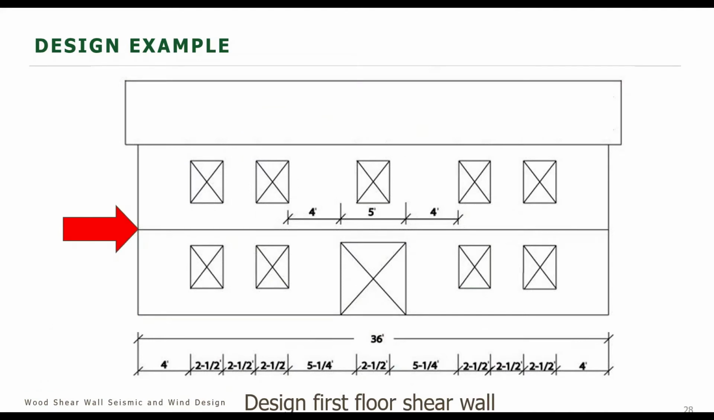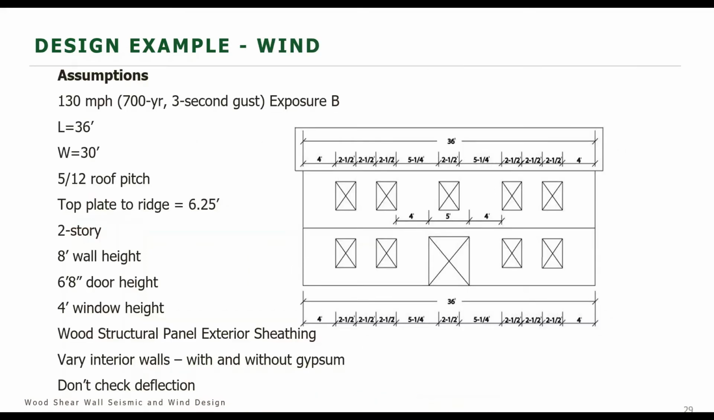So for this design example, we're going to design the first floor shear wall, and you can see the total length of this wall is 36 feet. If we go on to the next slide, we see some other pertinent information about the structure. We're assuming it's 130 mile per hour, exposure B wind exposure. The wall we're designing is 36 feet long. The wall that is perpendicular to that is 30 feet. So that's an important value that we're going to need for some of our designs.